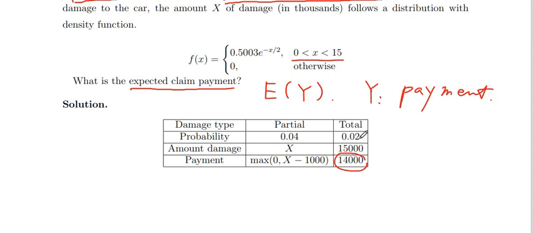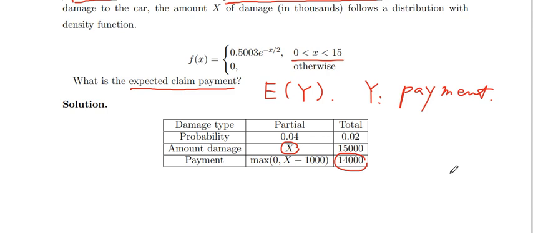And partial damage is partial. So we have partial damage with damages x, and the payment is, let's say, x minus 1,000. We also can use this notation, (x minus 1,000) maximum with 0. So if x is less than 1,000, the payment is 0.